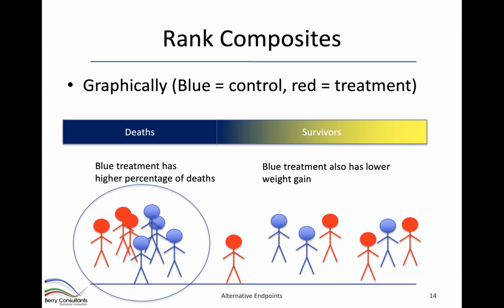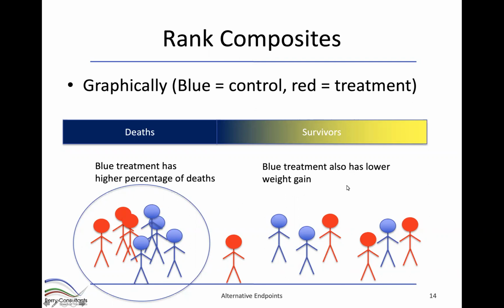This kind of composite endpoint allows you to have more information in the analysis. If I just looked at deaths, I would only be looking at this: 3 out of 7 died on red and 4 out of 7 died on blue. That's certainly information. Blue has a higher percentage of deaths, and obviously imagine a higher sample size for a real study. But this also would combine that mortality information.